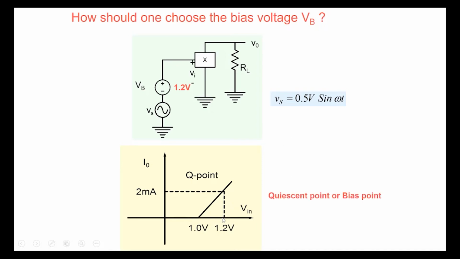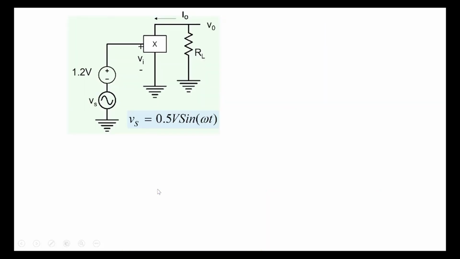In the absence of the signal, we are applying a bias voltage, so we are operating at some particular point here. We have several names for it. We call it the bias point, the operating point, or the quiescent point. This is the place where we are operating our transistor with an input voltage of 1.2 and the corresponding output current is, let's say, 2 milliamperes.